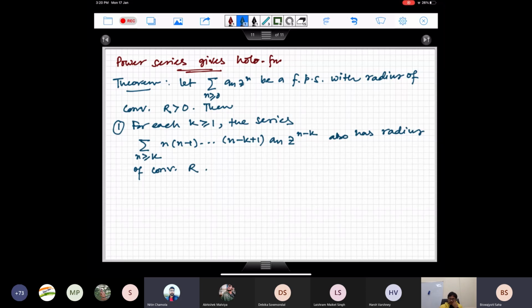Okay, so let us try to observe. I have a_n z^n, a formal power series, having a radius of convergence r which is positive. So on that the power series converges. So that gives you a function, and we are interested to figure out or say that these functions are holomorphic functions. So for that, the first statement I am making is that this new power series which I have written, for all k bigger than or equal to 1, n(n-1)...(n-k+1) a_n z^(n-k), also has radius of convergence r.